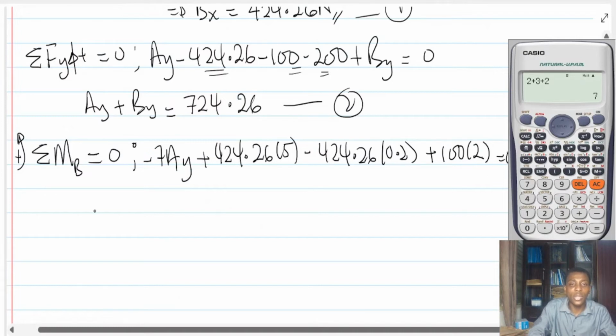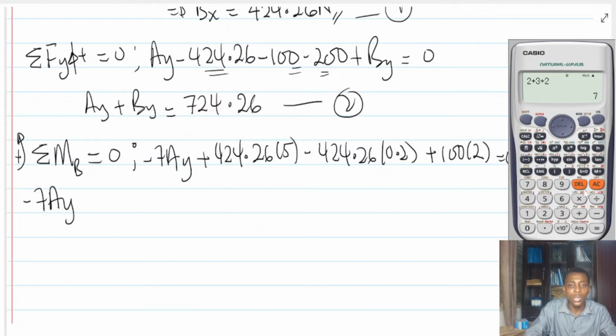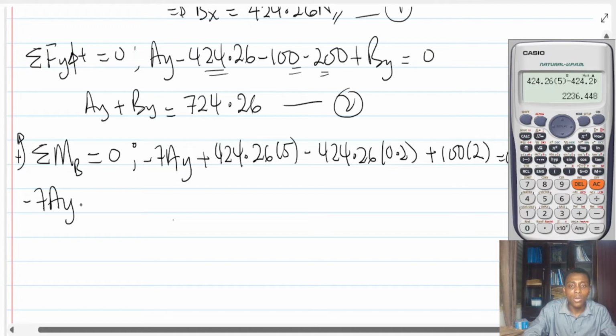So that is it. I think we are good to go now. Let's equate whatever we have to 0. So I'm going to get minus 7 AY. Then let's do this together. I have 424.26 multiplied by 5, minus 424.26 multiplied by 0.2, plus 100 multiplied by 2. And this gives us 2236.48.